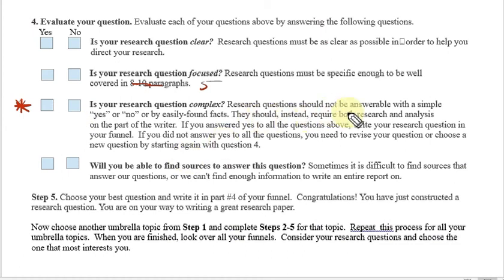Research questions should not be answerable with a simple yes or no. So look at your question. If you can answer it with a simple yes or no, cross it off your list. It's not going to work for you. Okay.